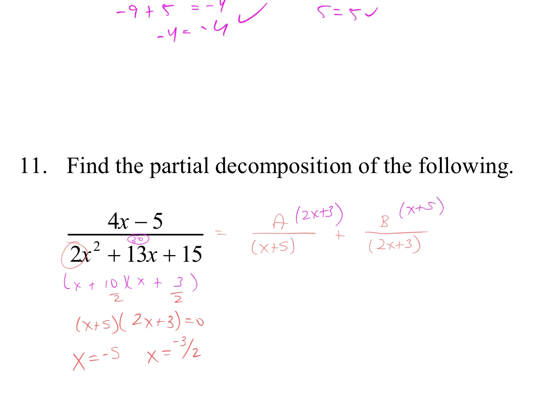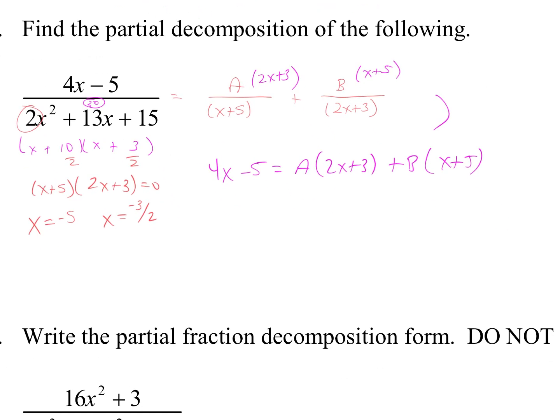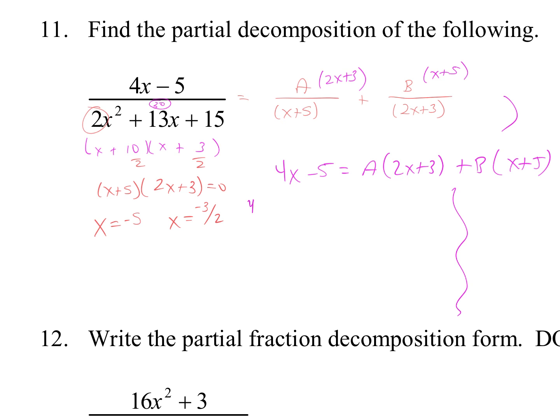Good. So now in order to solve this, I have 4x minus 5 equals, and then you just write this out, A(2x plus 3) plus B(x plus 5). If you're asked to just solve or just set it up, either one of these would be fine. So for the next one, it doesn't matter to me. But now if we're going to go ahead and solve, we have to use the x values that we found. So negative 5. So 4 times negative 5 minus 5 equals A times 2 times negative 5 plus 3.